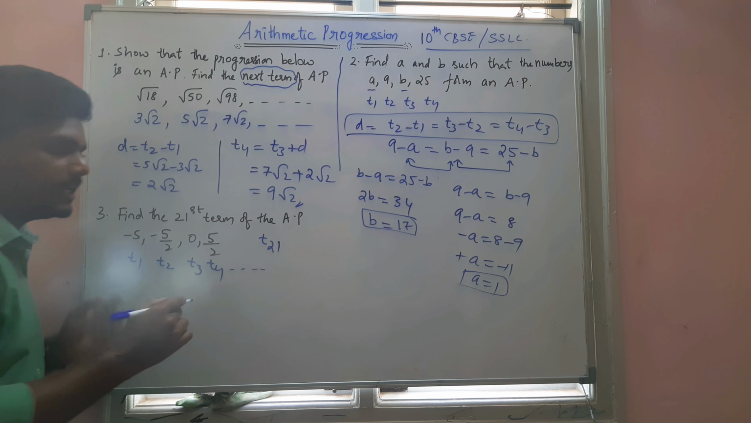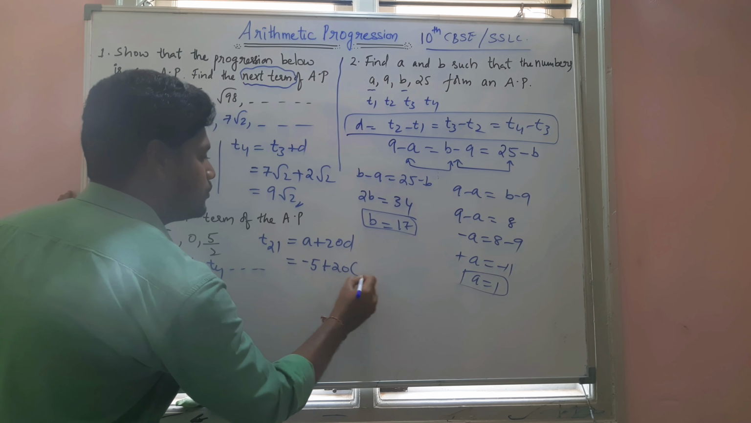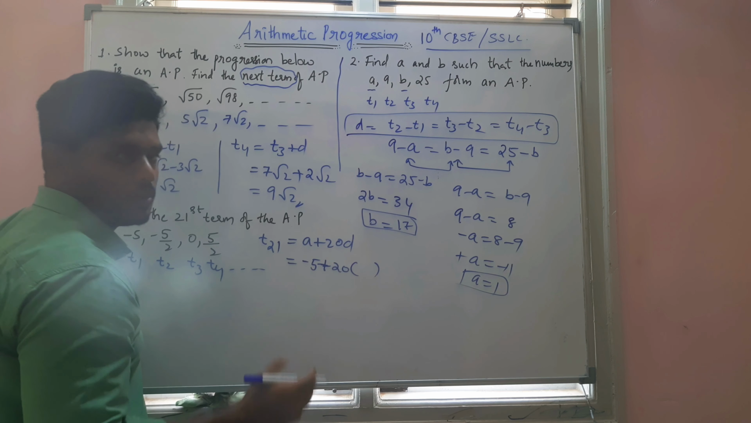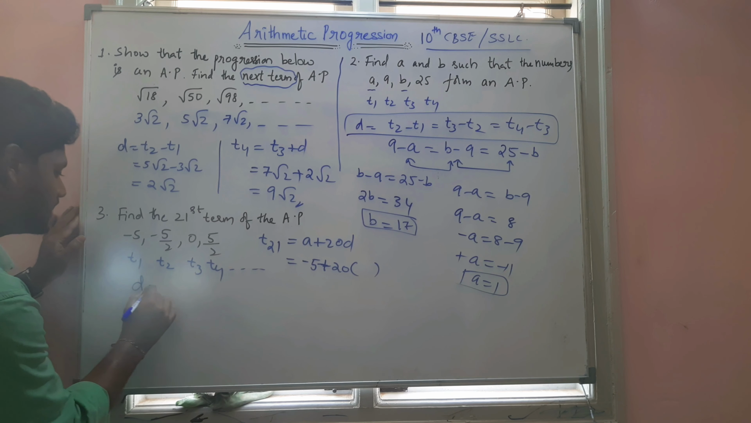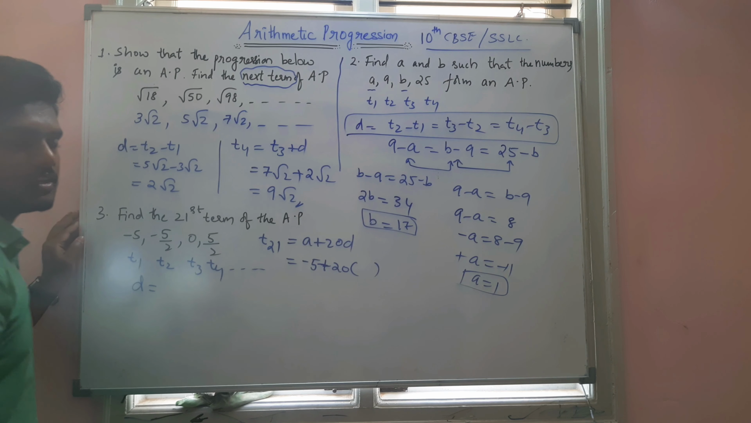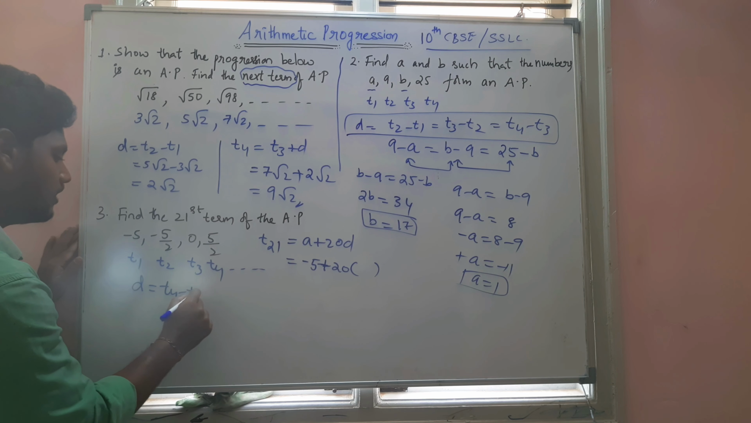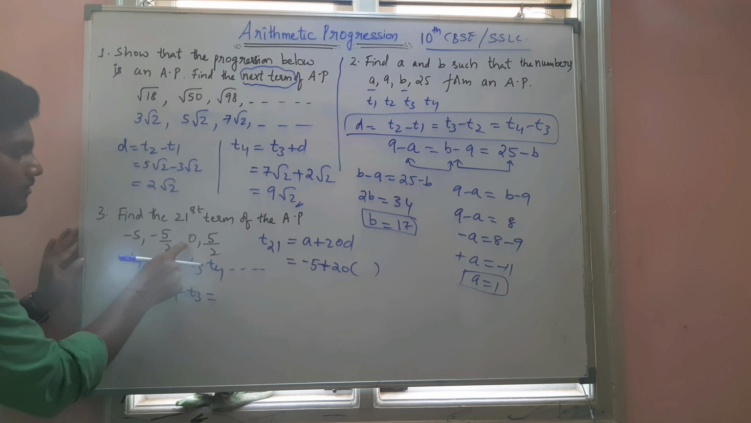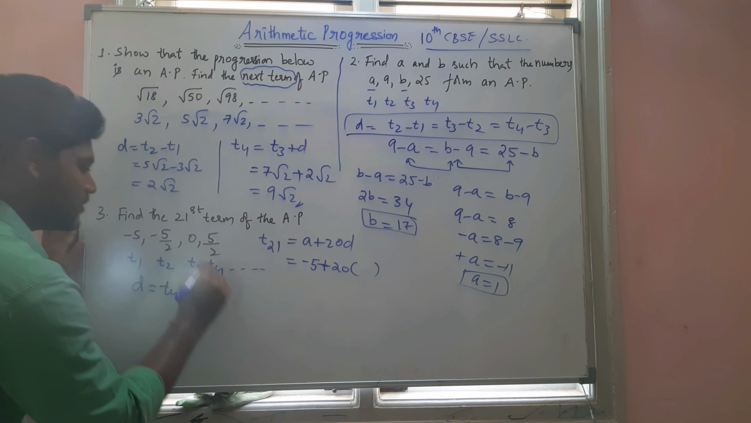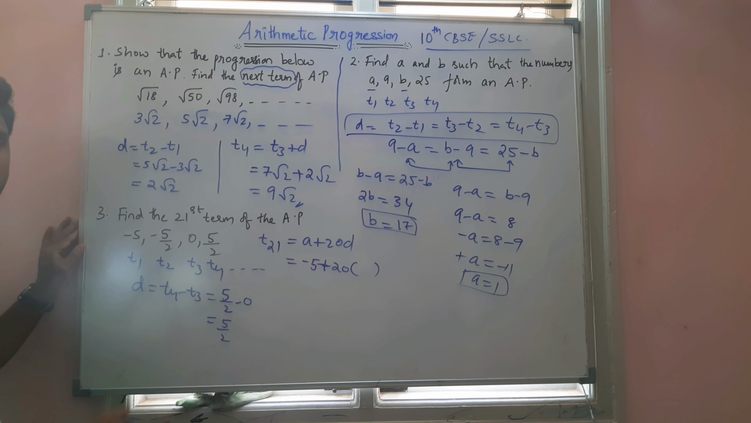Actually the formula for T21 is A plus 20D, one less. What is A? A we know, that is minus 5, plus 20 into D. D we don't know. How to find D? Common difference. D is equal to modulus of T2 minus T1, or T3 minus T2, anything will be equal. But for our convenience, I will take T4 minus T3. See, all will be equal. I have taken this because one term is 0, which makes it easier to find. So it becomes 5 by 2 minus 0, which is 5 by 2. So the common difference also we got is 5 by 2.